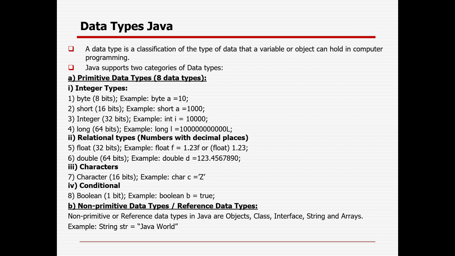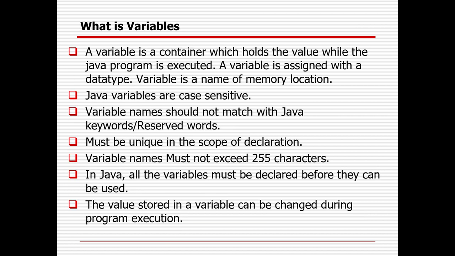Java supports primitive and non-primitive data types. Variables are case sensitive. You cannot use a reserved word as a variable name. A variable value can be changed anytime, and it will take the latest value.